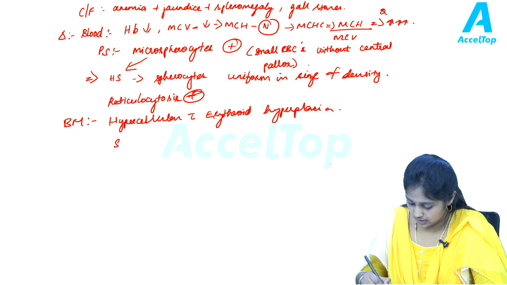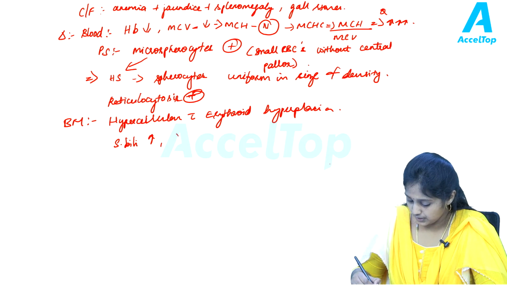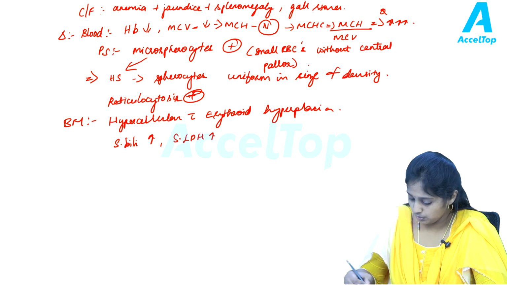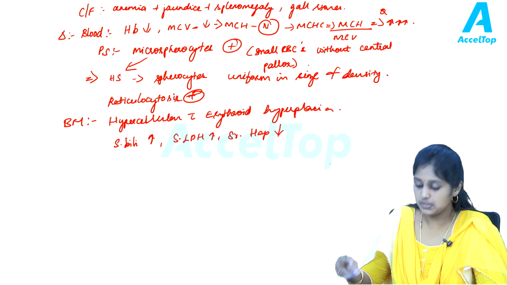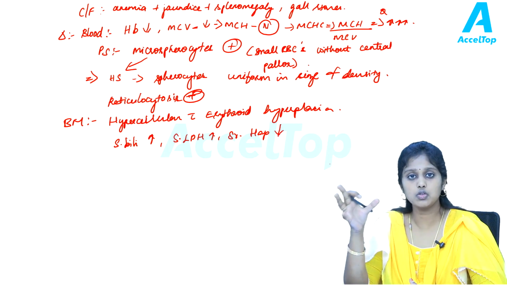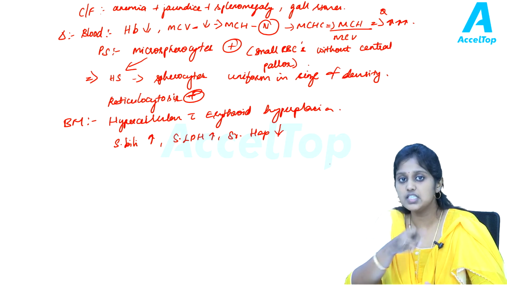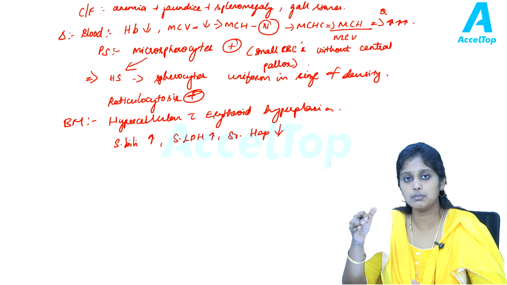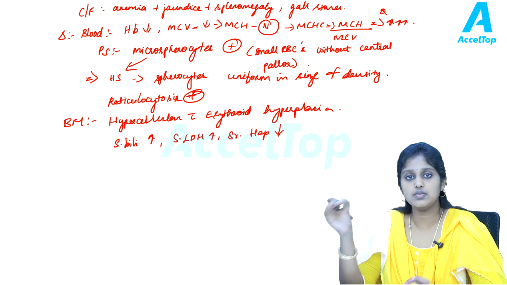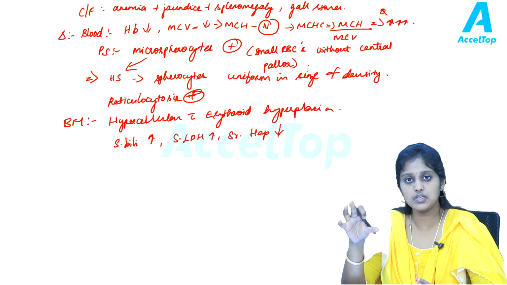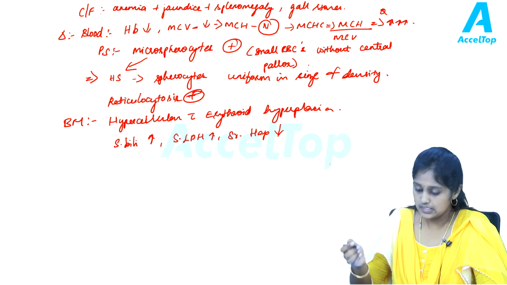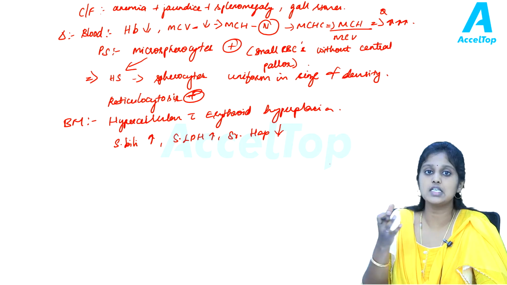And other blood investigations, it's a hemolytic anemia. So serum bilirubin level will be more, serum LDH level will be more, serum haptoglobin level will be less, but the haptoglobin level won't be so less because here the hemolysis is taking place in the spleen. So only if it is intravascular hemolysis, the serum haptoglobin levels will be so low. Since it is extravascular hemolysis, the serum haptoglobin levels will be low, but not as much as compared to intravascular hemolysis.